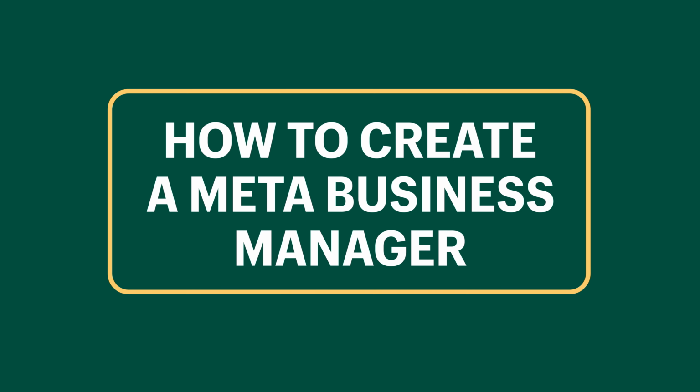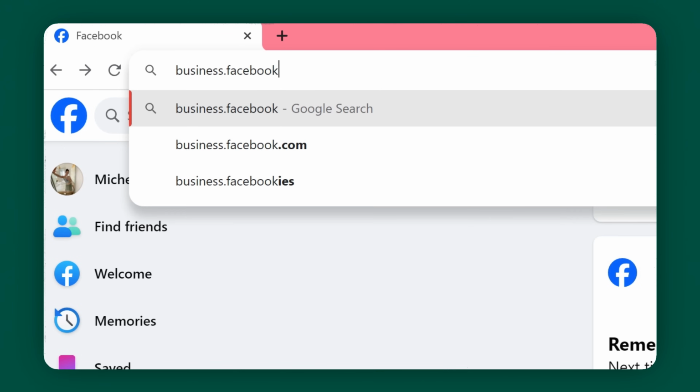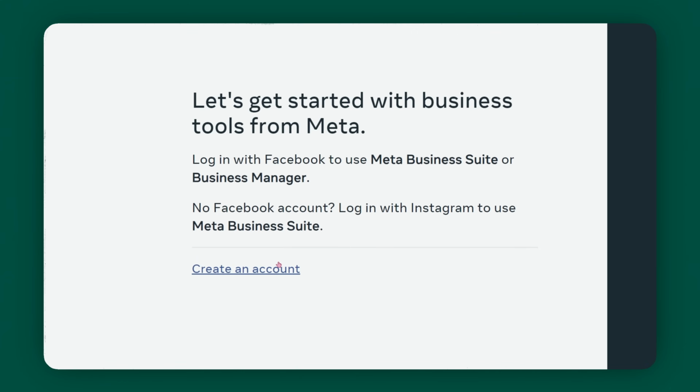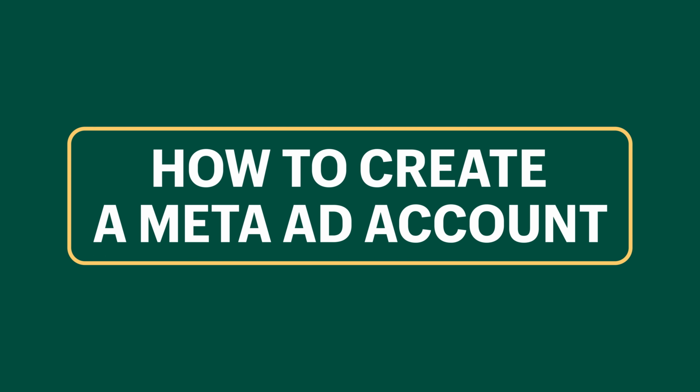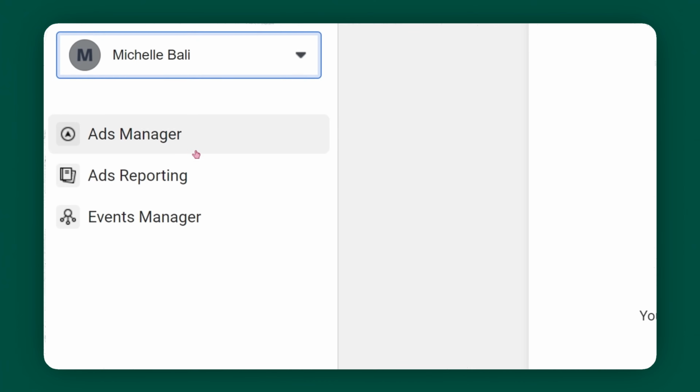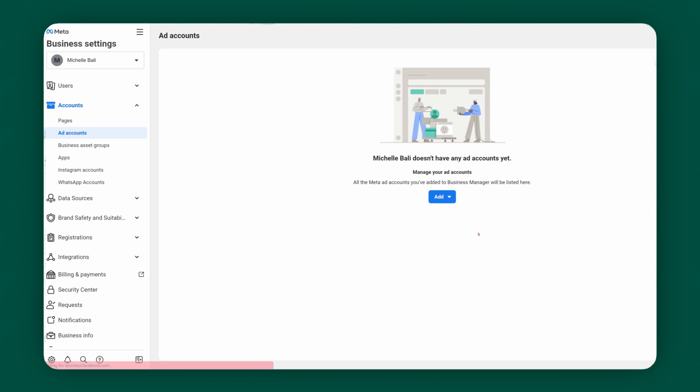How to create a Meta Business Manager. Meta Business Suite is where you're going to go to access the necessary tools for managing your ads. And you need to create an account. So you're going to go to business.facebook.com and then you're going to select create an account. How to create a Meta ad account. So next, you're going to need to create a new advertising account. So to do this, you're going to select ads from the left menu bar and then follow the instructions.